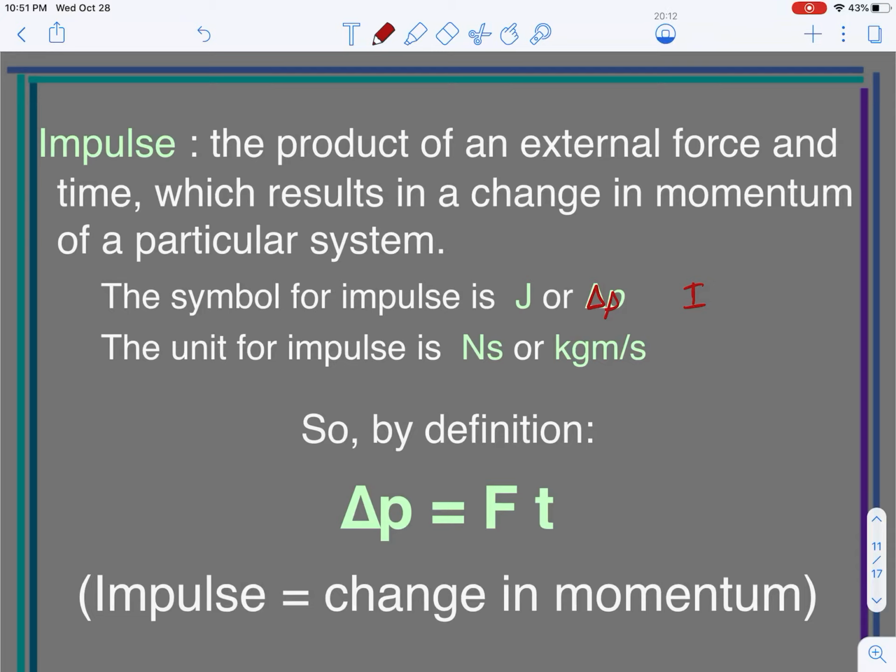Our unit for impulse can either be Newton seconds. If we look at this definition up here, our impulse is the product of force times time. So newtons times seconds would be an appropriate unit for our impulse. If we understand that it is a change in momentum, and a change in momentum is final momentum minus initial momentum, then it could also be expressed as kilogram meters per second.